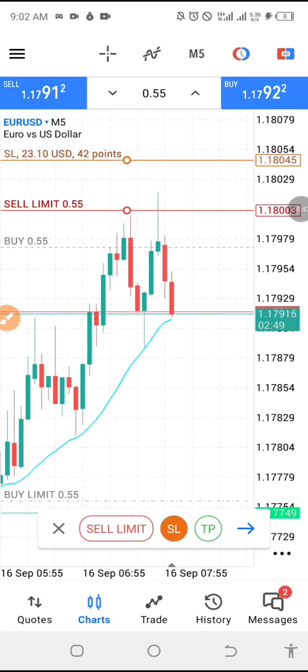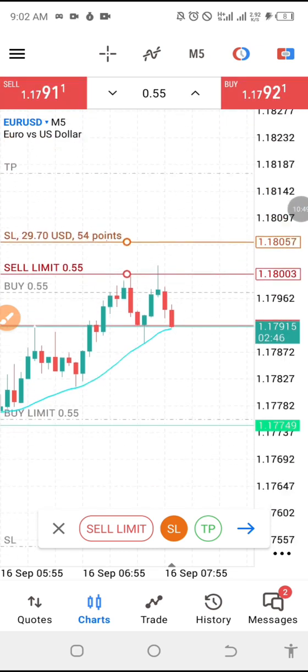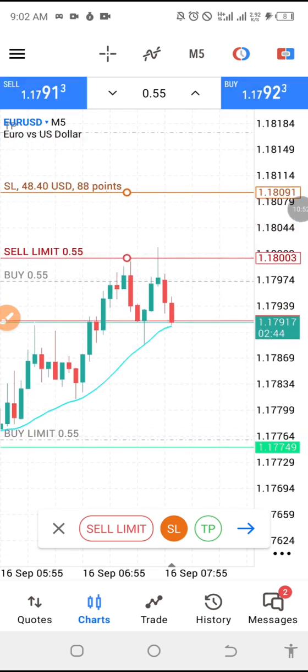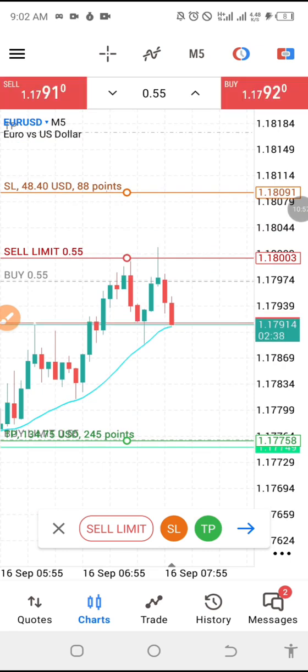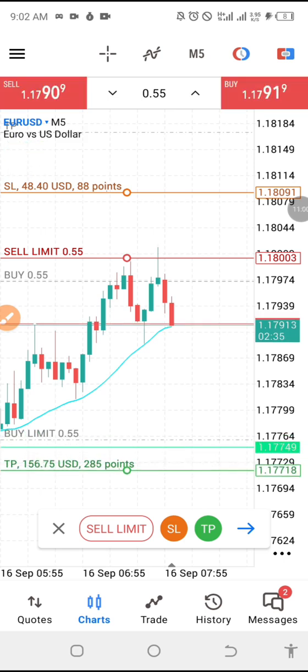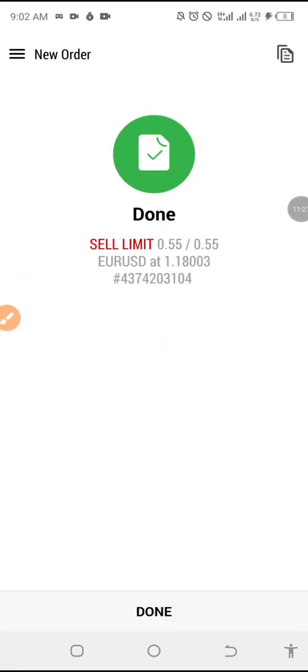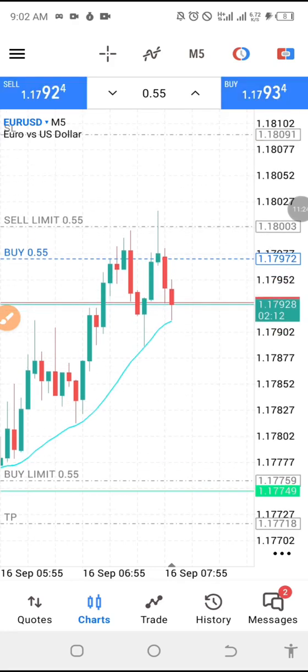So you set your stop loss above, and then your take profit below. Since you're selling, your TP has to be below. This is your stop loss. If you're buying, your TP will be above, because you're predicting that the market will go up to a particular point. So your TP has to be above and your stop loss below. If you're selling, stop loss will be above and your TP will be below. So we now place our sell limit. That's how to place your sell limit orders.